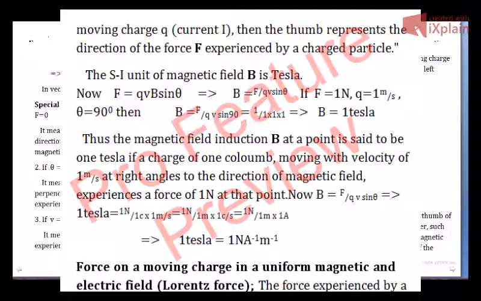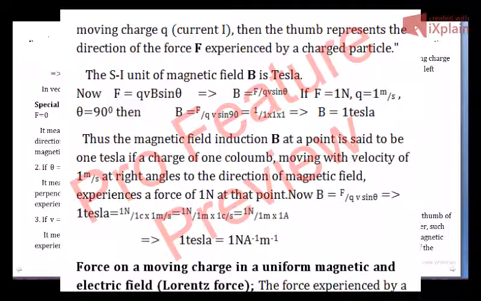So this was Fleming's left hand rule. What is Fleming's left hand rule? You have to stretch the thumb, the first finger and the central finger of your left hand so that they are mutually perpendicular. If the first finger points in the direction of the magnetic field B, the central finger points in the direction of V or I, then the thumb represents the direction of the force F experienced by a charged particle. The SI unit of magnetic field B is Tesla.